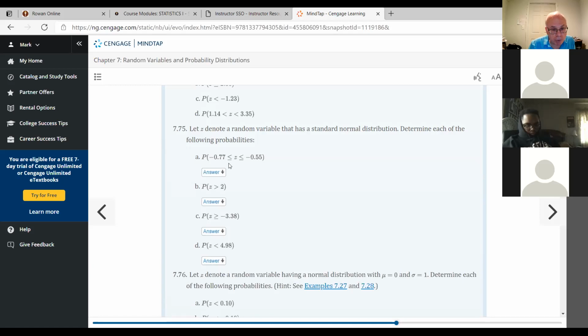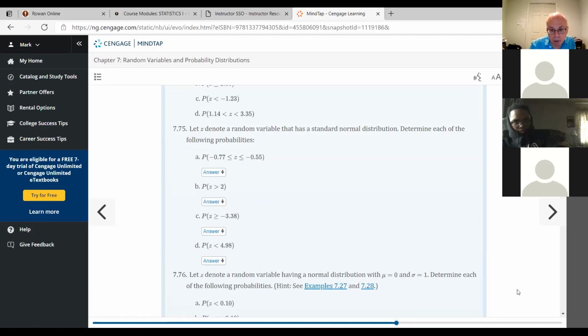Now, notice here the first one says Z is less than or equal to negative 0.55 and greater than or equal to negative 0.77. Notice the equal signs here don't matter. We're going to get the same answer whether we have an equal sign here or we don't. The reason is because Z is a continuous random variable. The probability that Z is equal to a particular value is always 0. So again, we'll practice this with our calculator.